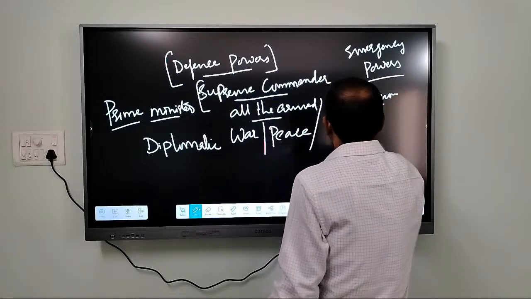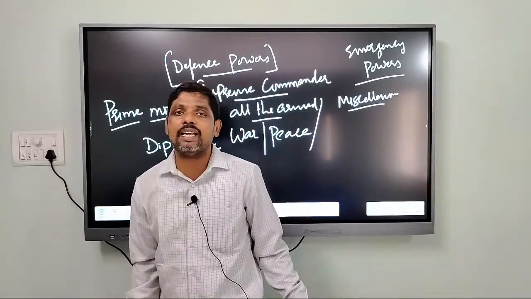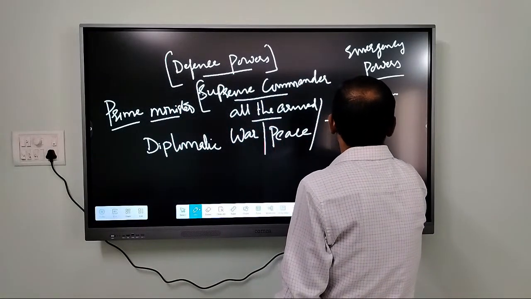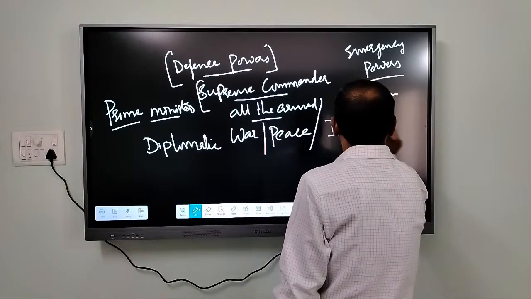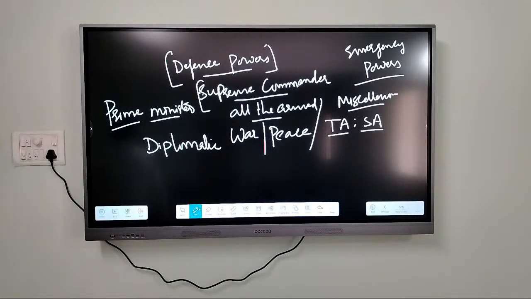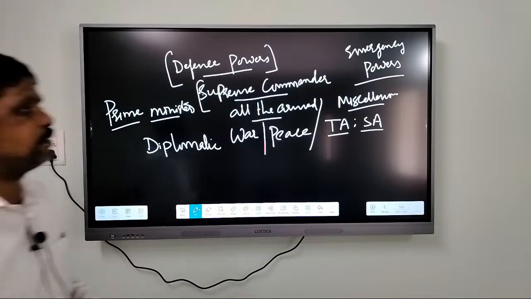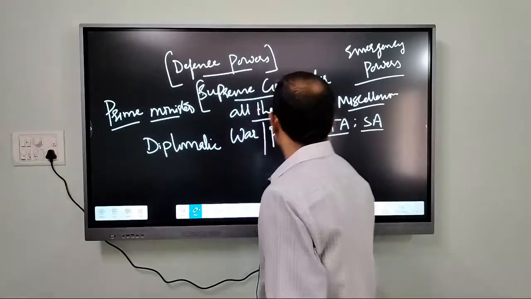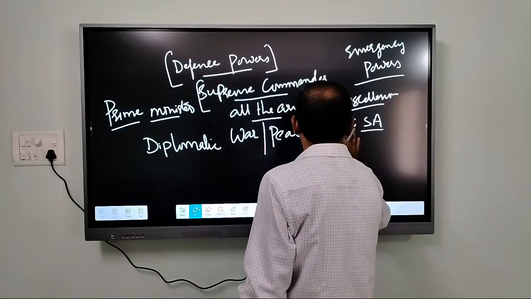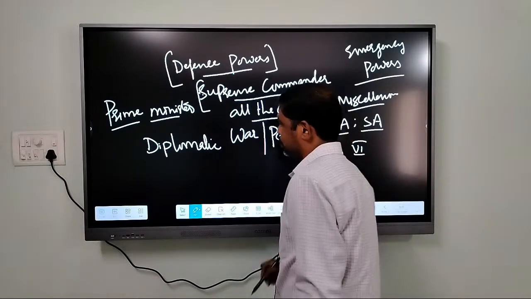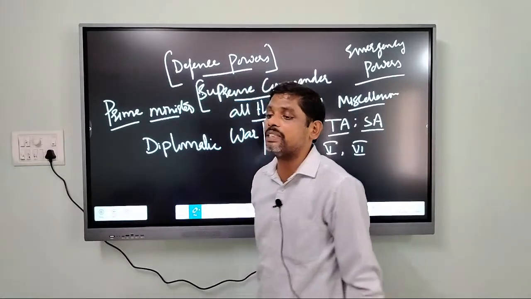Say for example, administration of tribal areas and scheduled areas. Alright, let me explain this point. These tribal areas and scheduled areas are mentioned in 5th schedule and 6th schedule. The scheduled areas are mentioned in 5th schedule, the tribal areas are mentioned in 6th schedule. So they are placed under President of India.